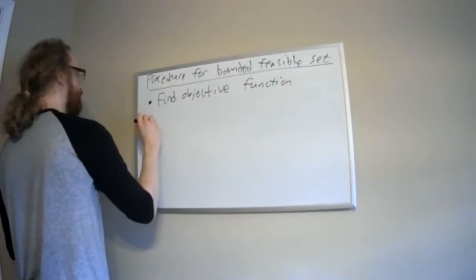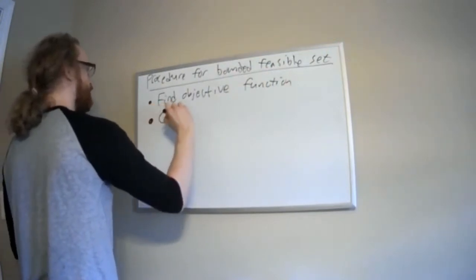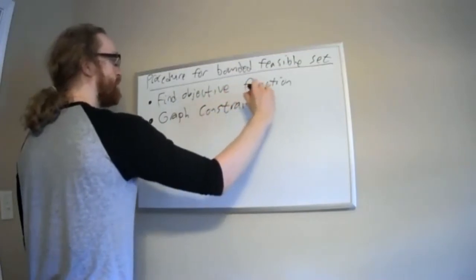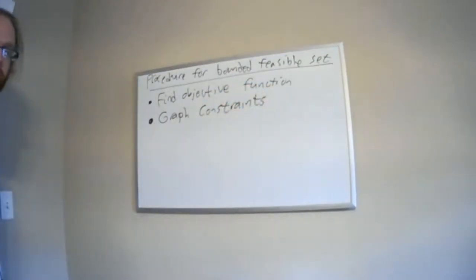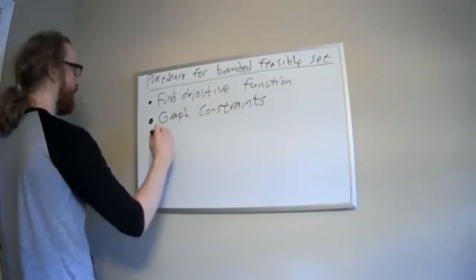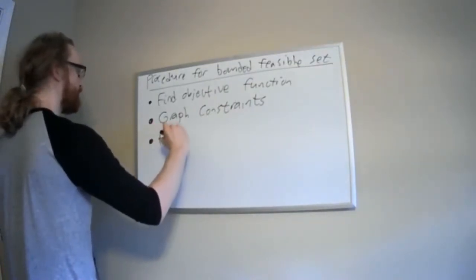Once you have your objective function, you need to graph the constraints. So you may need to find the constraints if you're reading a problem, and then you need to graph them. Once you've graphed your constraints, you need to find the corner points.